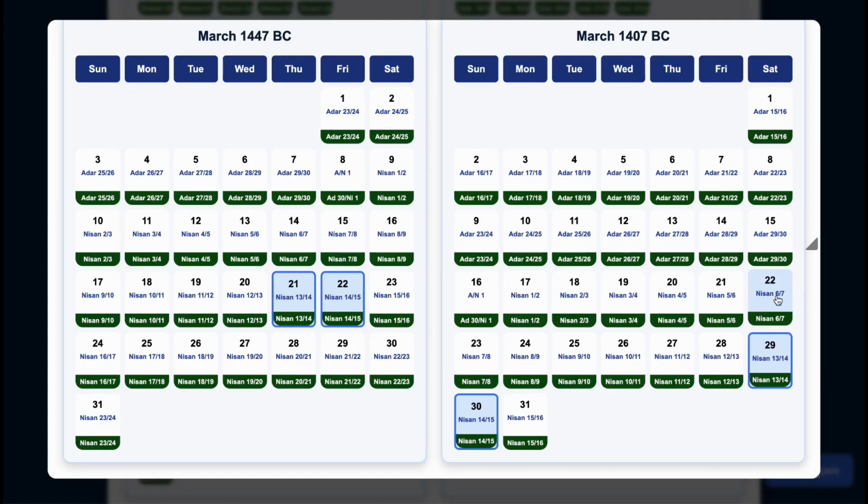In the Hebrew calendar, you can see that it's not to the day yet because we're jumping from Nisan 14/15 all the way to Nisan 6/7. All right, so let's see if this fits with the Bible. So their last encampment would have been on March 22nd of 1407 BC.